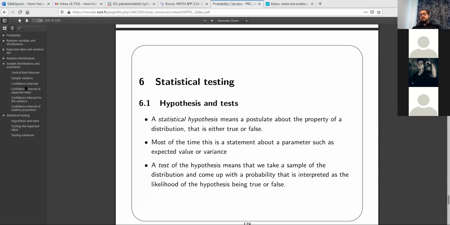So the hypothesis is the sun rises tomorrow, and the test of this hypothesis is successful. It turns out to be a true hypothesis if the sun actually rises in the morning. I set some criteria on when it's true and when it's not. A statistical hypothesis means that we postulate a property of the distribution.